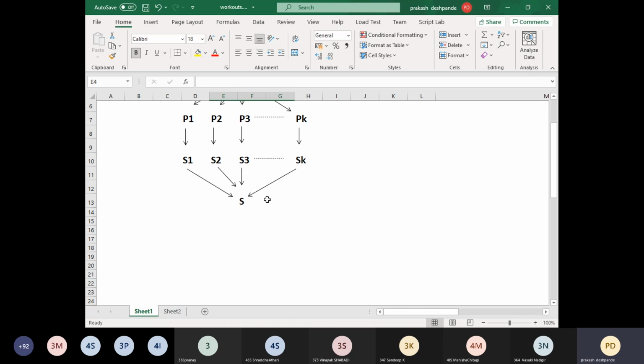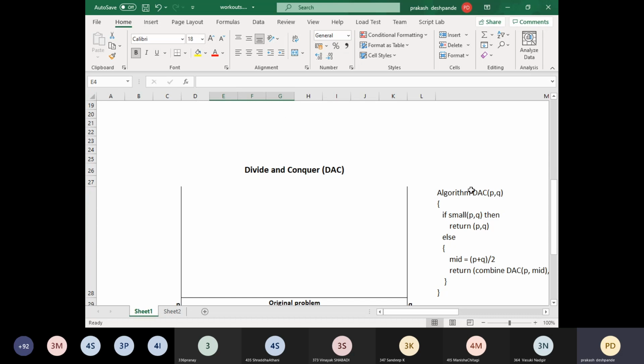Now, algorithm wise, this is the algorithm. How does this particular algorithm work? We have a given problem that is large enough to solve, and if we think that it is a small problem, then we know the solution.